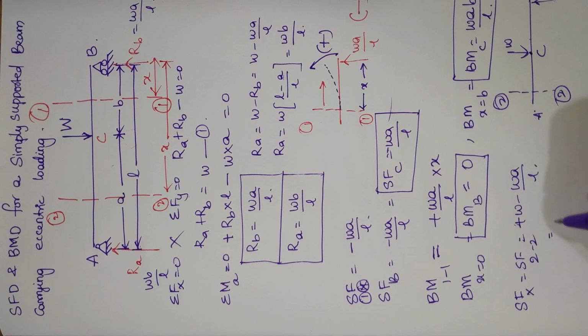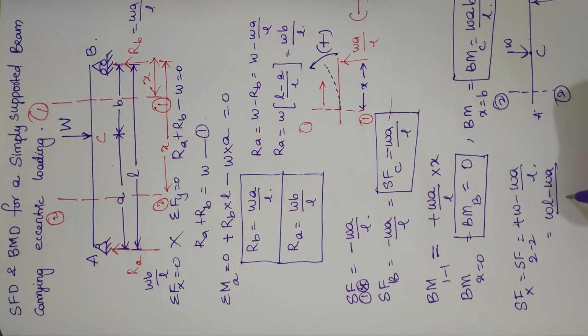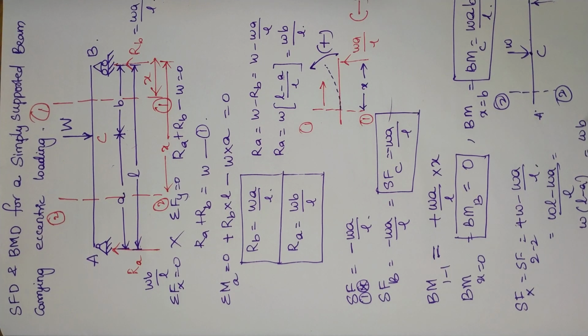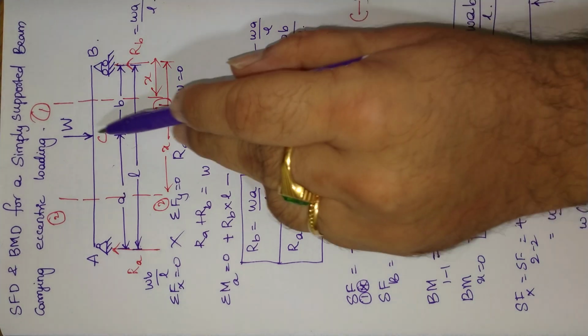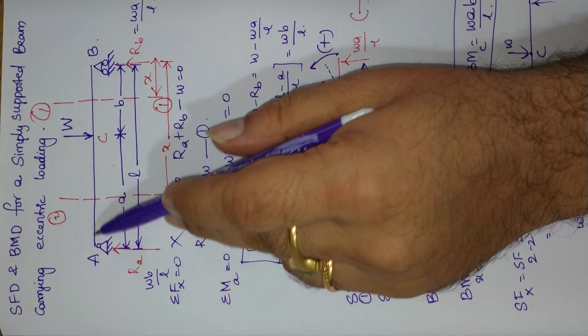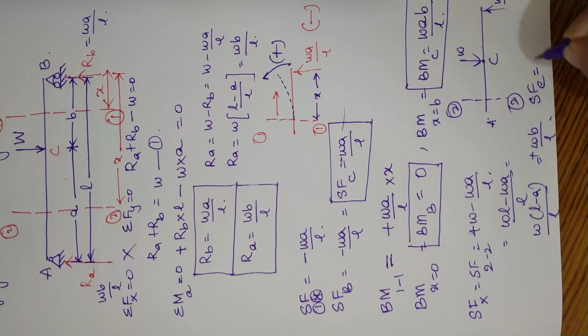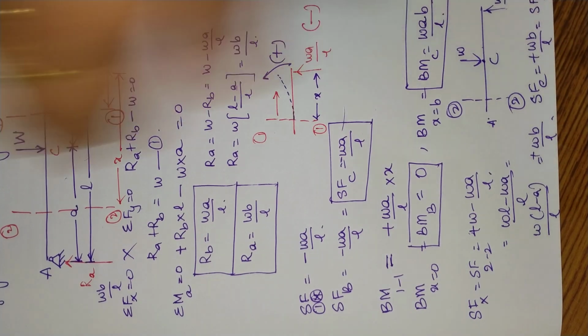So you can write this thing as WL minus WA by L, or W multiplied by L minus A divided by L, or WB by L. L minus A is nothing but B. So WB by L. So we got positive WB by L. So shear force in between section 2 and 2 will be equal to WB by L. So from point C till point A, it will be WB divided by L. So shear force at point C will be equal to plus WB by L, and it will be same as shear force at point A.